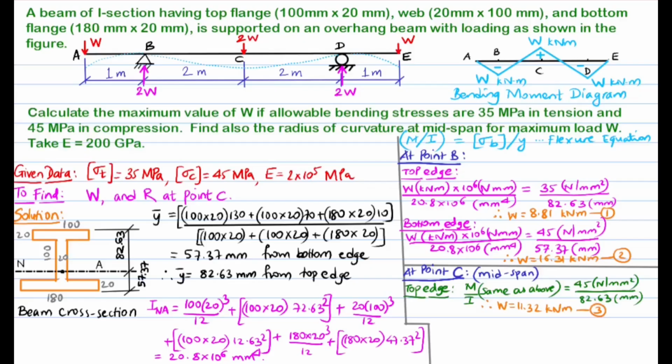For the bottommost layer in tension, Mmax, that is W kilonewton meter times 10 to the power of 6 converted to Newton millimeters over I, which is 20.8 times 10 to the power of 6 in millimeter to the power of 4 units, equals sigma T, which is 35 megapascals over Yt, which is 57.37 millimeters. We get W as 12.69 converted to kilonewton meter units. Let's call this equation 4.